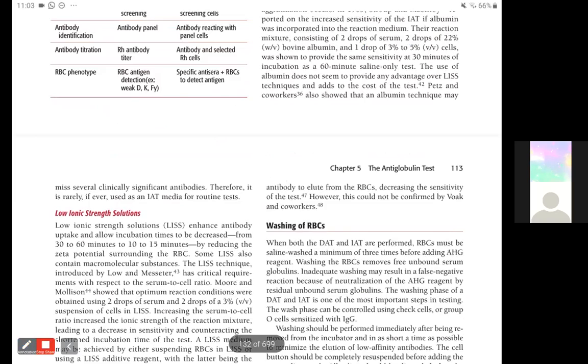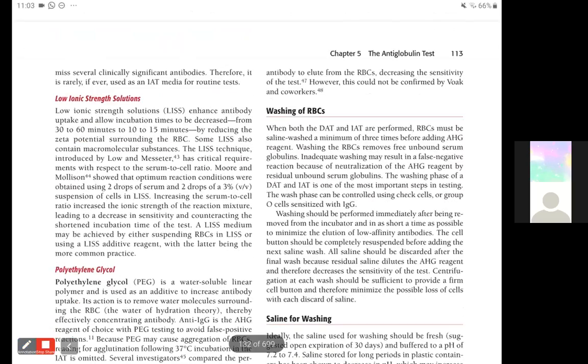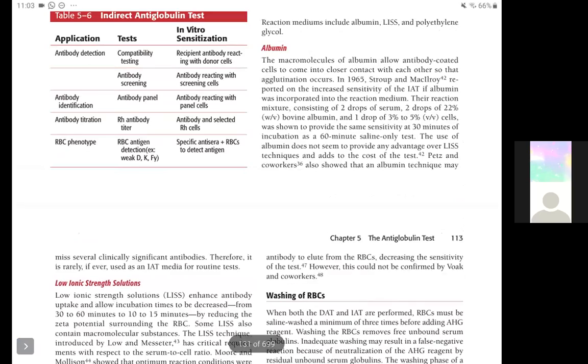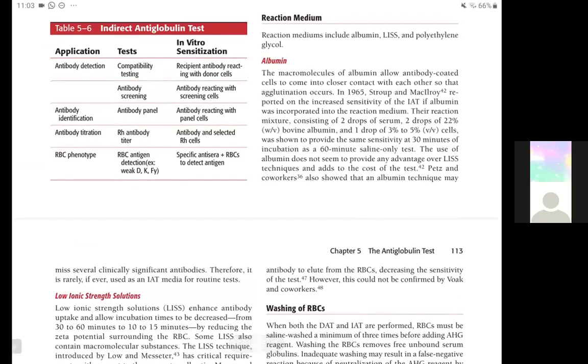Now LISS and PEG are the ones that are more routinely used. Albumin is okay; the only disadvantage with albumin is that it can miss clinically significant antibodies.